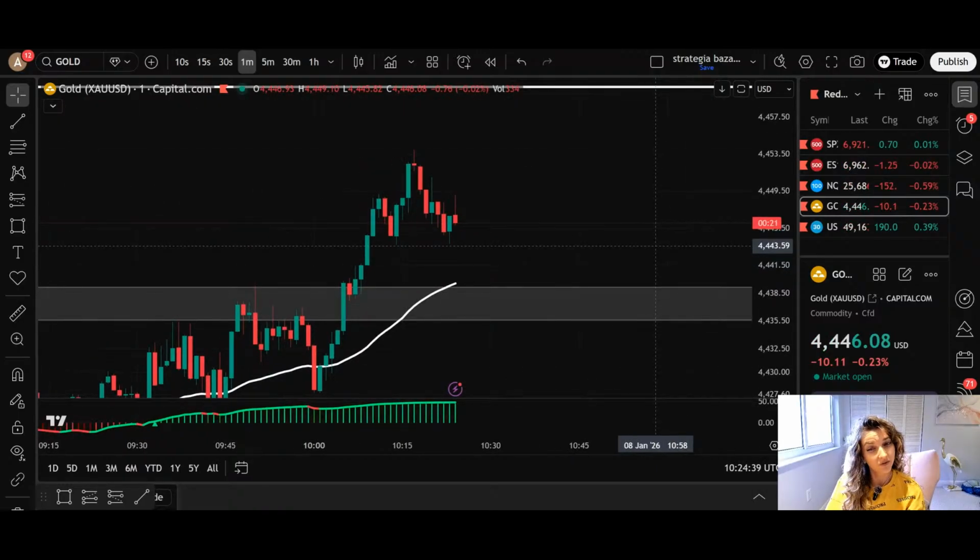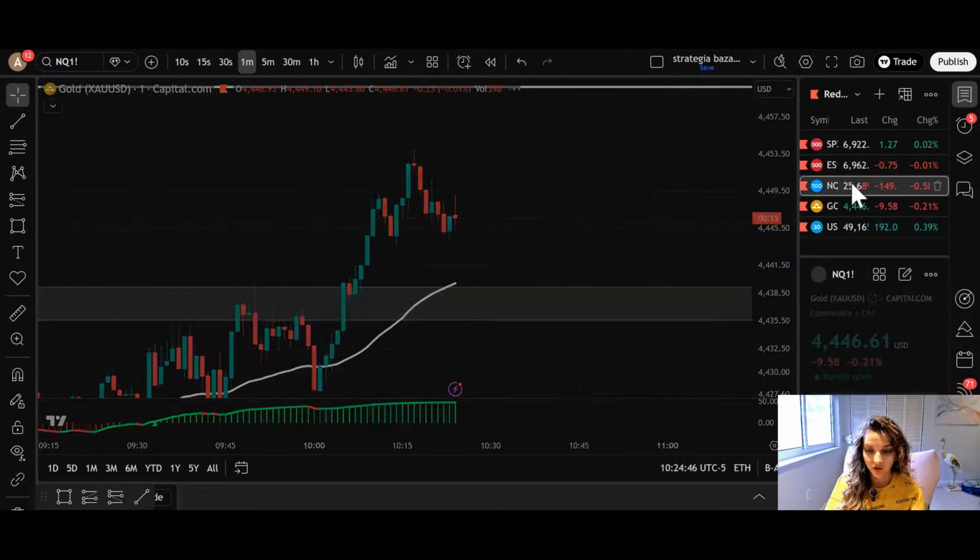Gold and NQ. A lot of people trade NQ. I'm curious if there's anybody here that trades US 30.